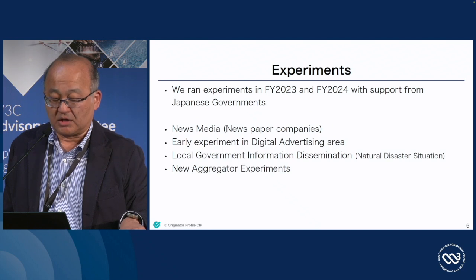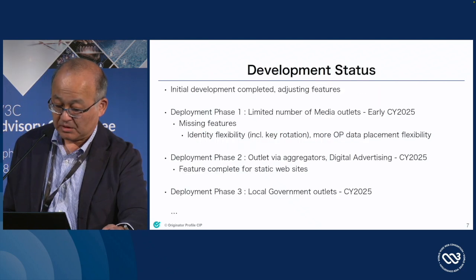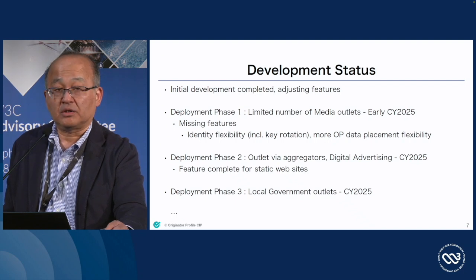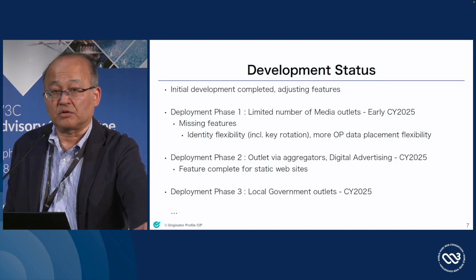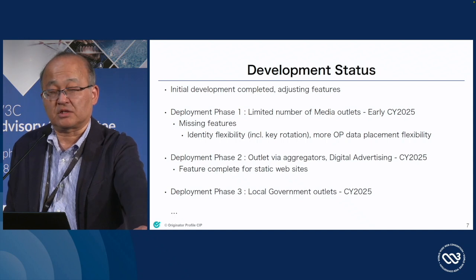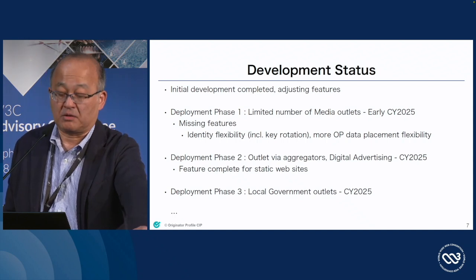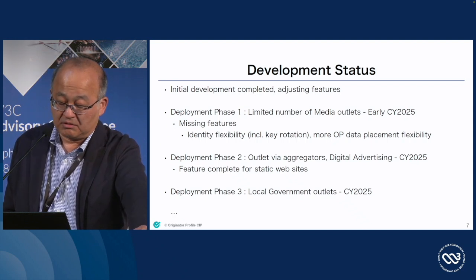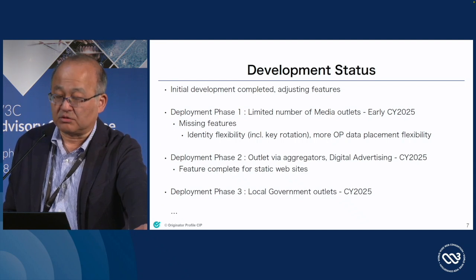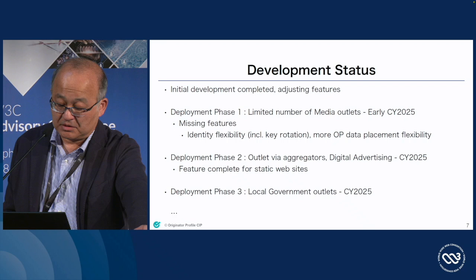So we are also working on news aggregator experiments. We are trying to start deploying this with a small number of companies, including some of the newspaper companies. And we still lack some of the technology we require, that is key rotation, for example. And we are going to implement that in the first half of this year. And also in phase 2, we are trying to provide information via news aggregators, and also working on a digital advertisement market. And we are also working on the local government outlets. So that's what we are currently doing.